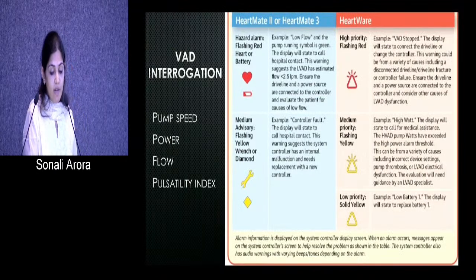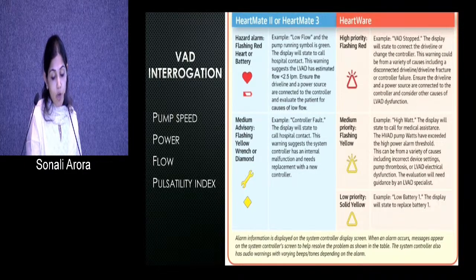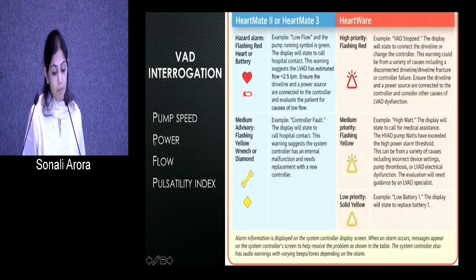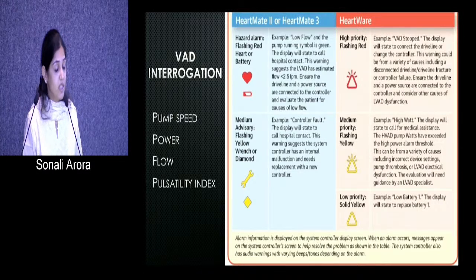So when we do a VAD interrogation, that's a separate topic, but there are a few things we have to think about. We look at 4 parameters in mostly all the LVADs: the pump speed, the power, the flow, which is calculated, and the pulsatility index. So these are the 4 things which we usually look at, and depending on if you have increased power or decreased flow, what are your differentials?